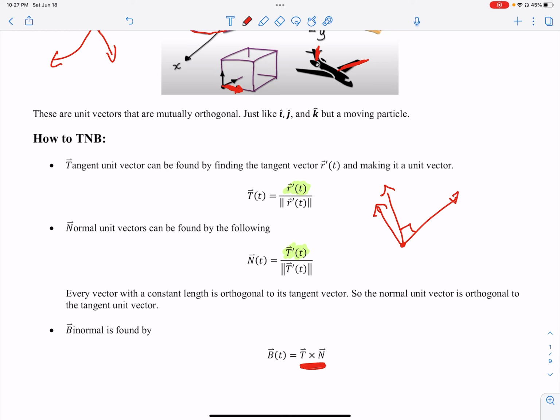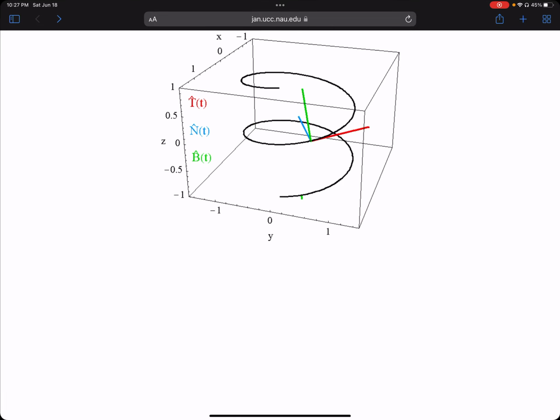It's pretty neat, I believe. I like them. It's kind of cool seeing how the vectors change. I do want to show you a picture of this to help. I have a GIF or GIF, I don't know the way to pronounce it. The T being the tangent vector, in the blue being the normal vector, and the green being the binormal vector.